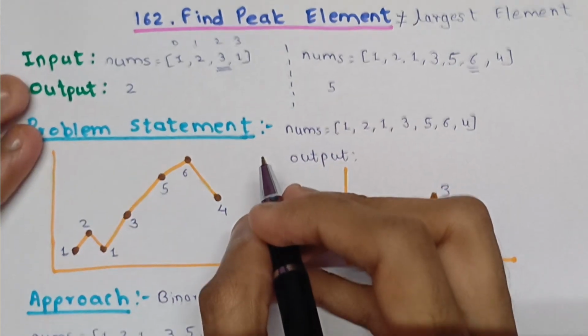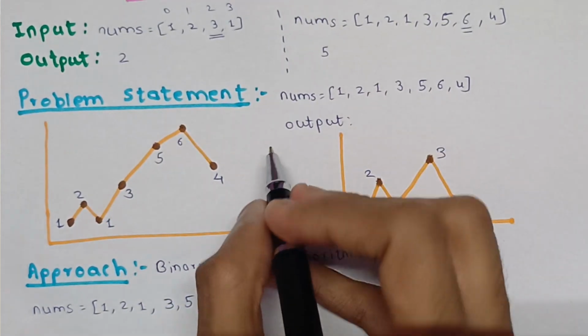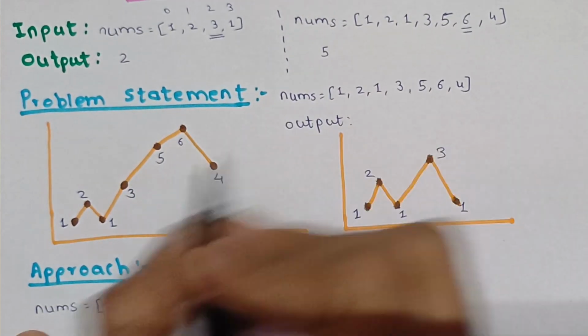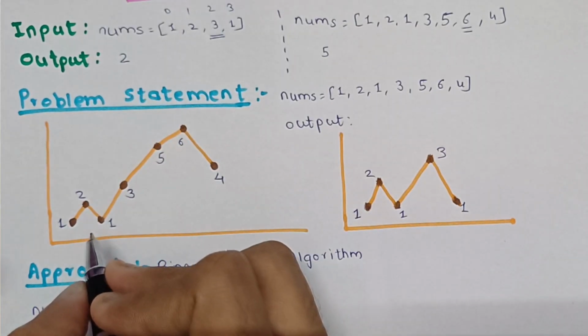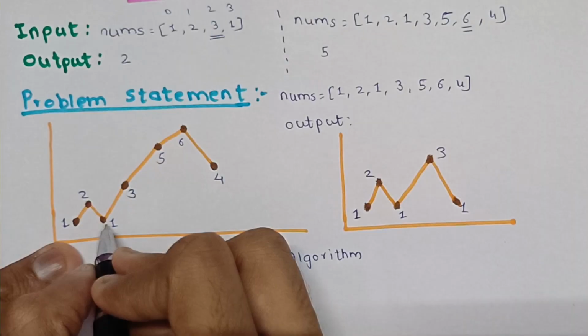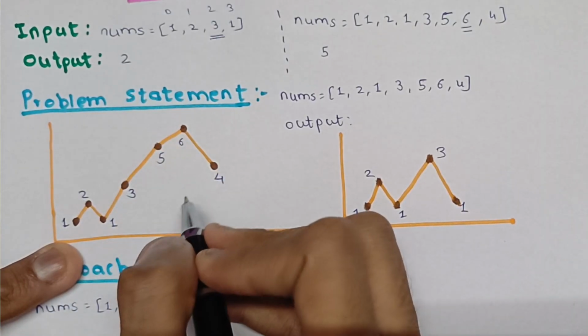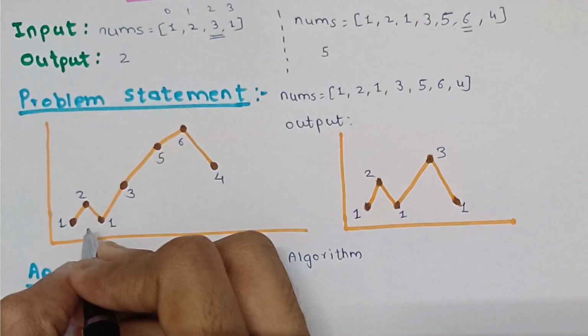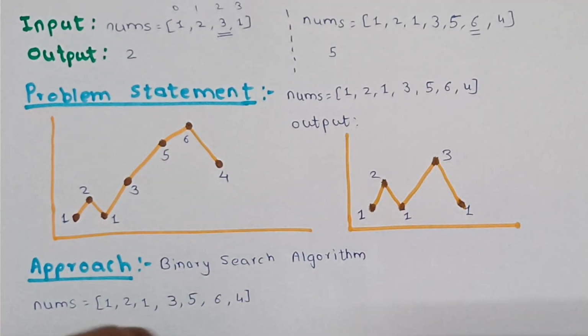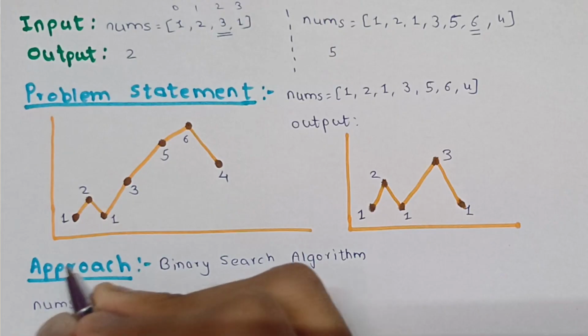So what does peak element mean? This nums is given, so here we will plot it, and then we will understand it visually. Here 1 2 1 3 5 6 and 4 is given. So what is a peak element? A peak element is the greatest element among its neighbors. Its right neighbor and left neighbor should be smaller than it.